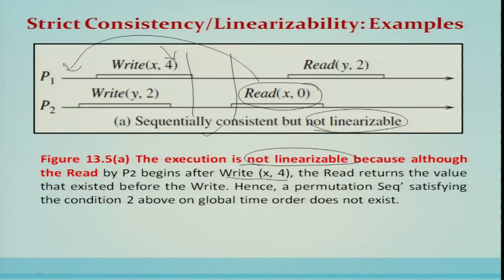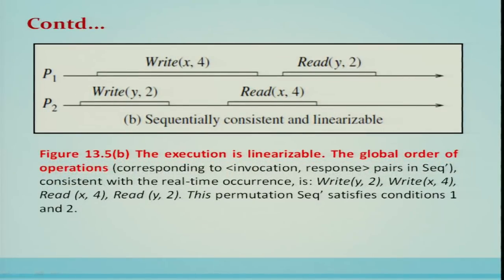Hence, the permutation or the ordering in sequence prime satisfying condition 2 above on the global time order does not exist. So out of the two conditions, condition number 1 and 2 defined earlier, it violates condition number 2, hence it is not linearizable. So in this particular example in figure 13.5, the execution is linearizable.